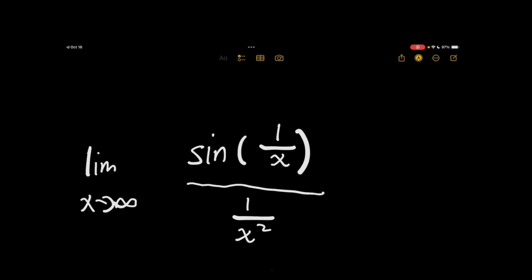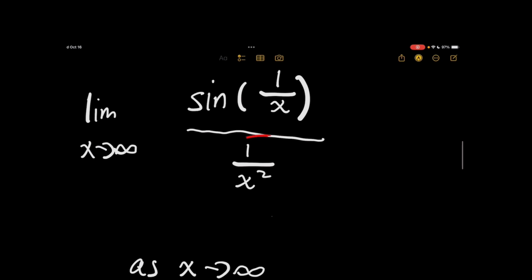Now, what's cool about this is when we're talking about L'Hopital's rule, we're usually talking about a ratio of two functions. We're talking about f of x over g of x, and that's when we were talking about the indeterminate forms. And now we have something that looks just like that, where f of x is the top and g of x is this bottom, 1 over x squared. So what I'm going to do now is let x approach infinity once again.